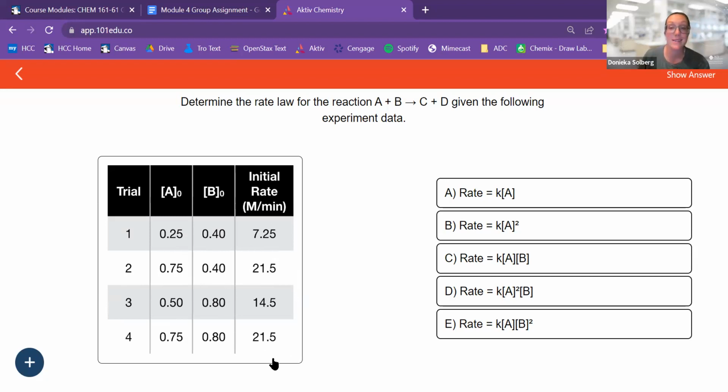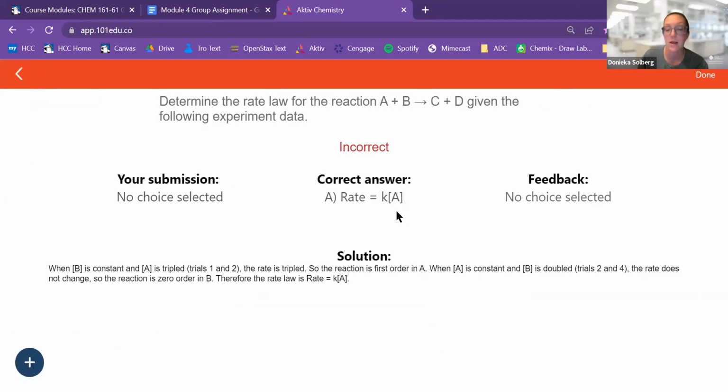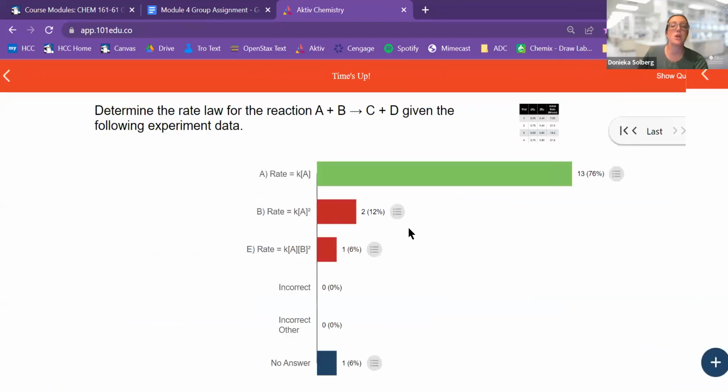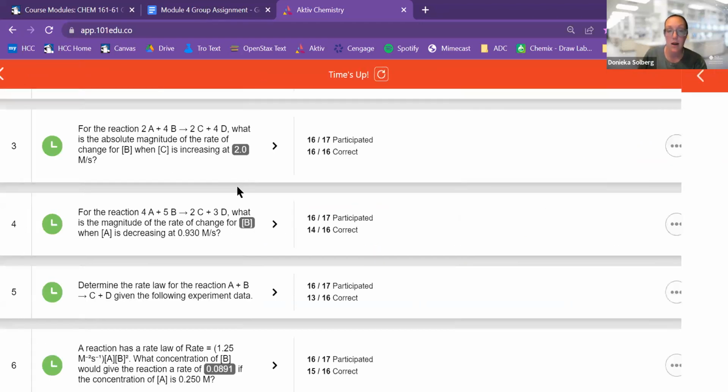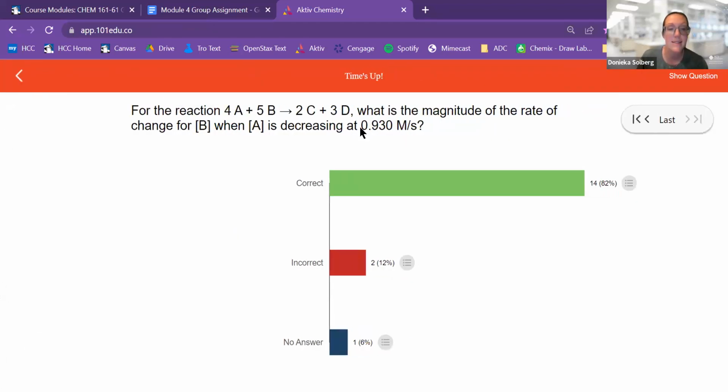B doubles, the rate doesn't change. That means it's not actually based on B. So the amount of B doesn't affect the rate. So B is 0 order. So I'd be like, okay, well, rate equals K times A. That's it. So the only way to find a rate law is, like I said, with data.